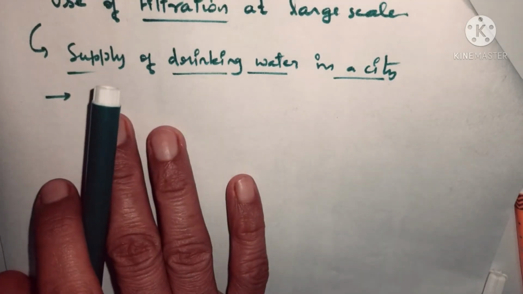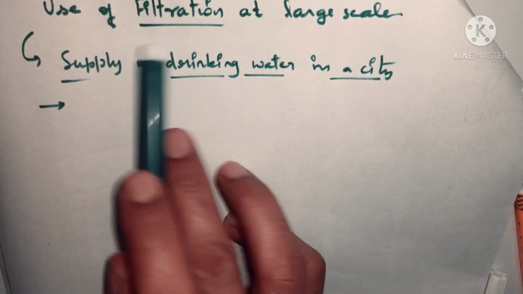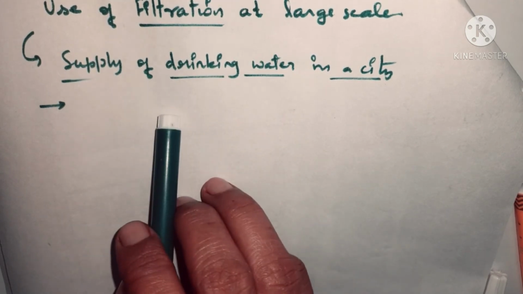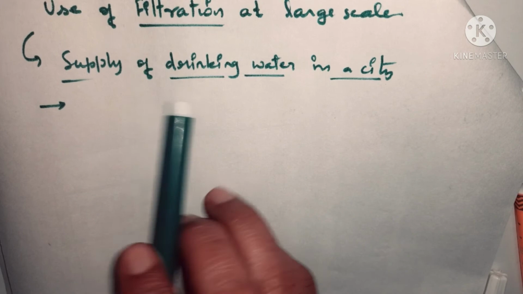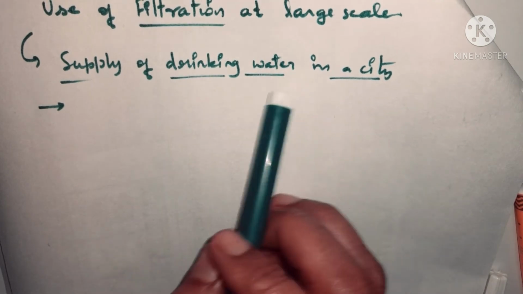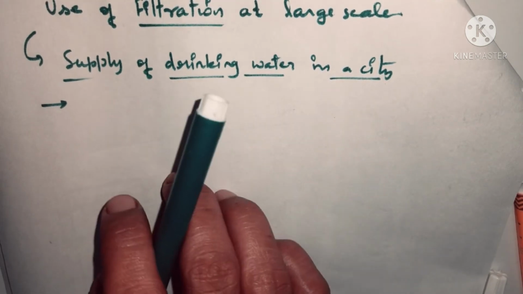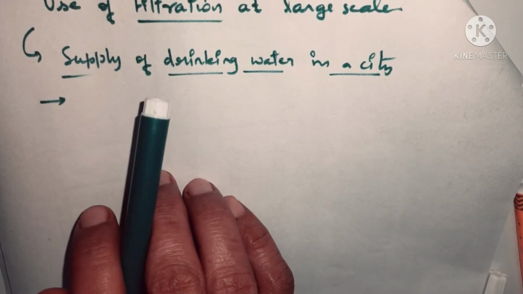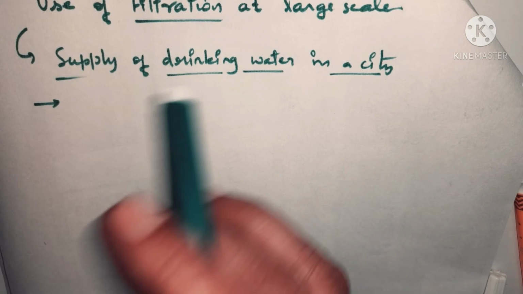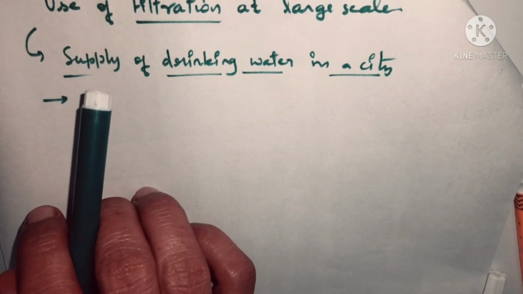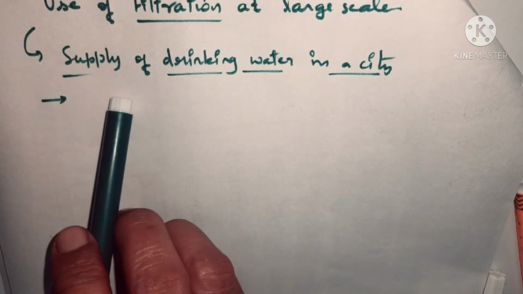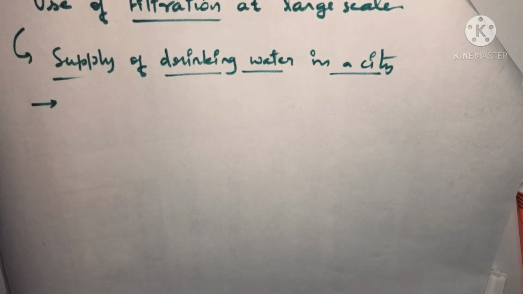Filtration is used at large scale in the supply of drinking water. This process is used in the supply of drinking water in cities. So we can say that city water supply is one of the examples of filtration at large scale. So how is it done? We are going to understand it. Actually, in cities, drinking water is supplied from water works.